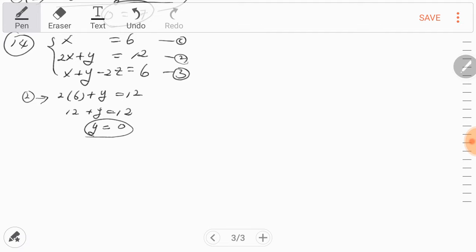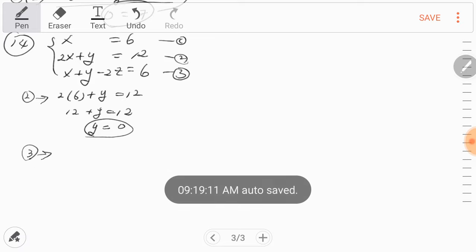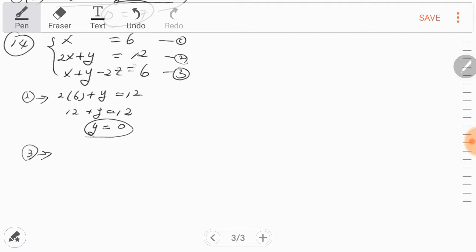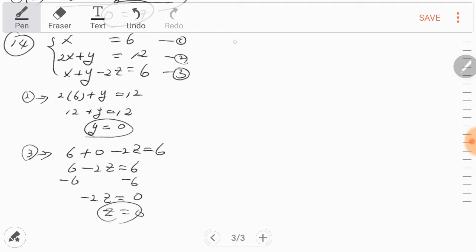Then from the third equation, since we know the values of x and y, why don't we just plug in those numbers? So x equals 6 plus y equals 0 minus 2z is equal to 6. Then 6 minus 2z is equal to 6. Minus 6 from each side, so negative 2z is equal to 0. Then z is equal to what? 0. So the solution is x is 6, y equals 0, and z equals 0. This is the solution.